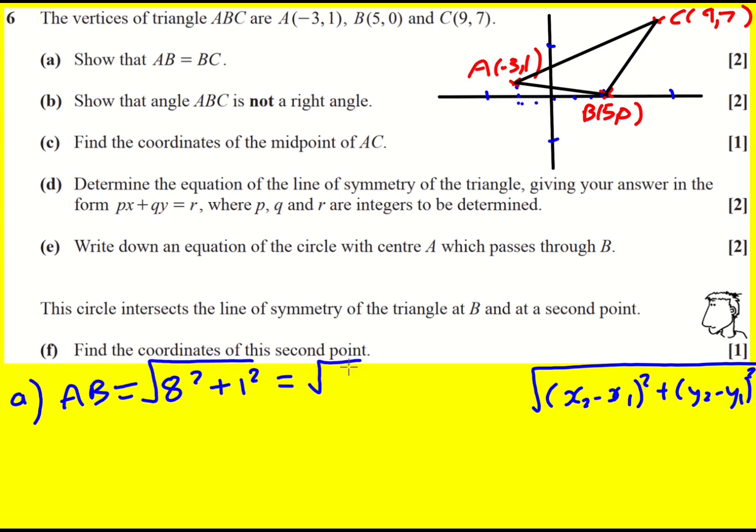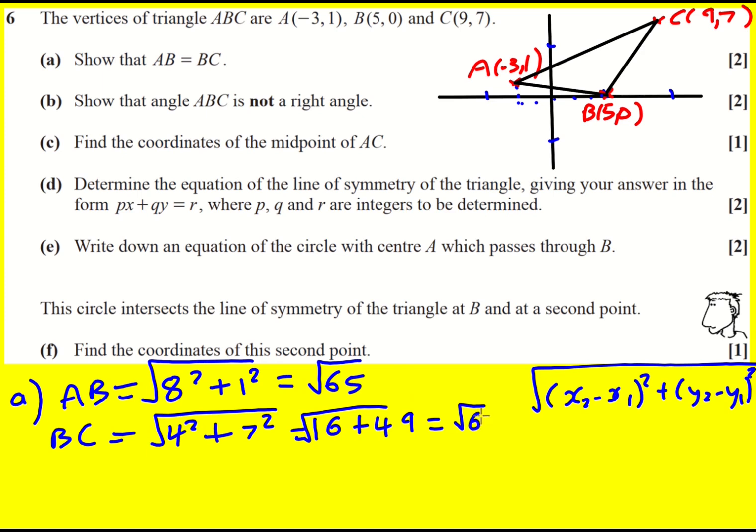So I'm going to get root 65 for AB. Then for BC, I'm going from 5 to 9, so 4 squared, 0 to 7, 7 squared, 16 plus 49, which is again root 65. So therefore, AB equals BC. Good start. So what I've just shown is we've got an isosceles triangle.